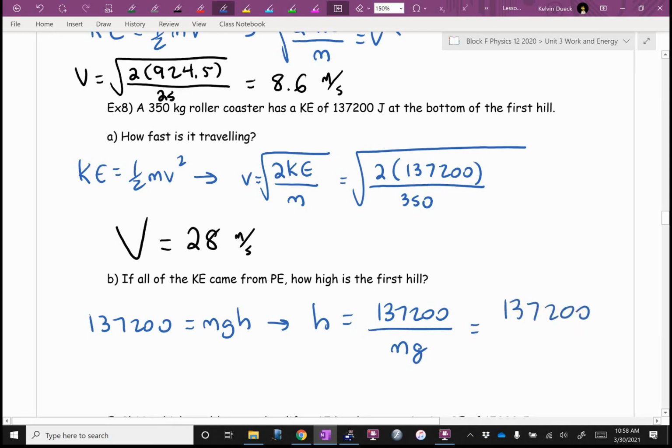It's going to be 137,200 divided by what was M, 350. What was G, 9.8. How high does the first hill have to be?